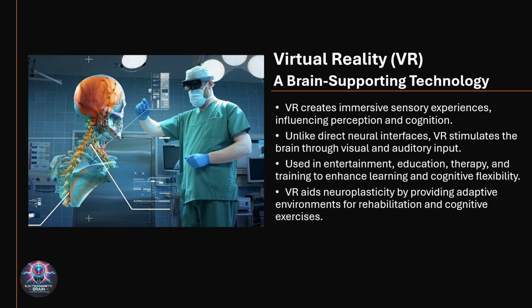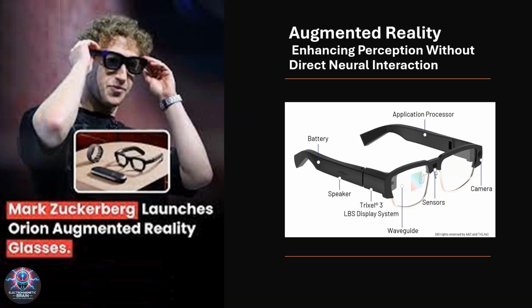Adaptive cognitive exercises. Sensory substitution: some VR-based technologies aim to compensate for sensory impairments by translating one type of sensory input into another, such as using tactile feedback to assist visually impaired individuals. While VR does not directly interact with neurons, its impact on neuroplasticity and learning makes it a fundamental stepping stone toward more advanced neurotechnology. Augmented reality is a brain-supporting technology that enhances perception by overlaying digital content onto the real world.